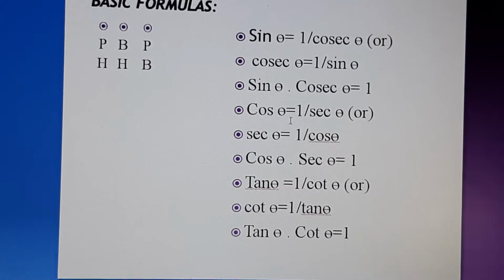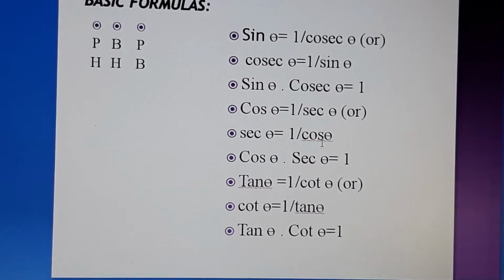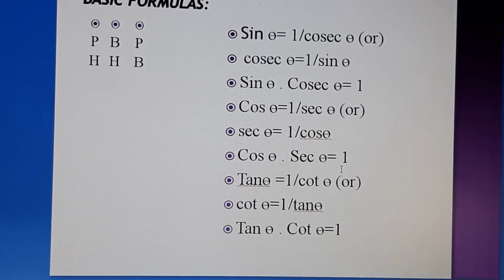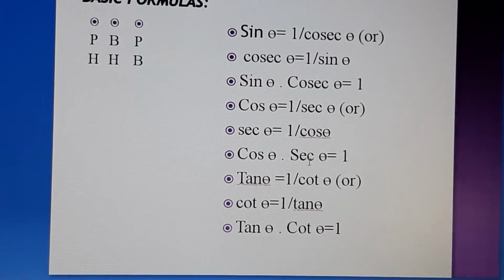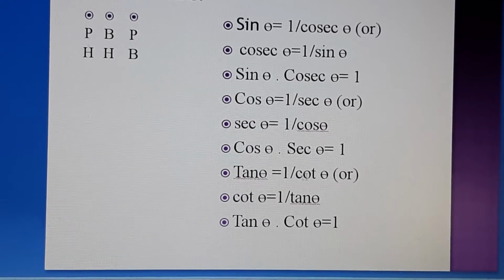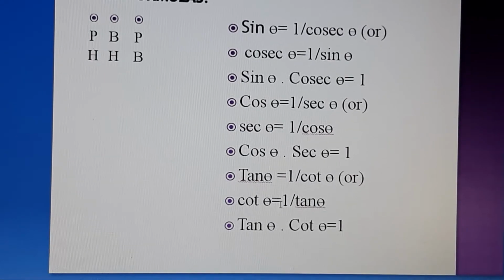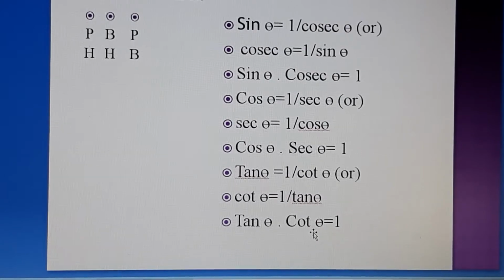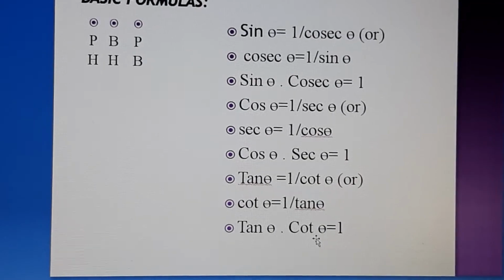And next, cos theta is equal to 1 by secant theta, or secant theta is equal to 1 by cos theta. From these two, cos theta into secant theta is equal to 1. And tan theta is equal to 1 by cot theta, or cot theta is equal to 1 by tan theta. From these two, tan theta into cot theta is equal to 1. You remember all these things. We will be using these in our further lessons and exercises.